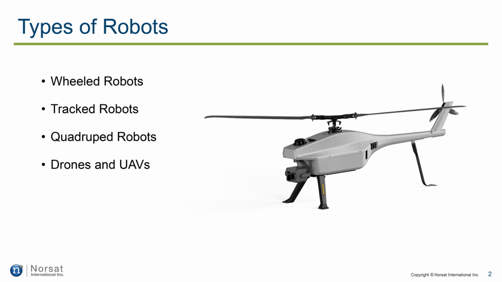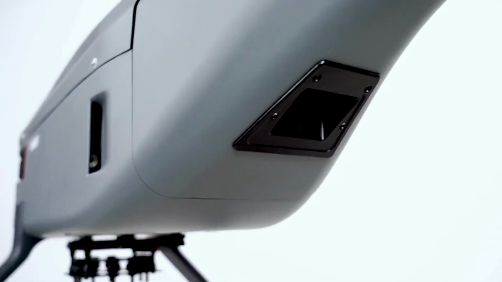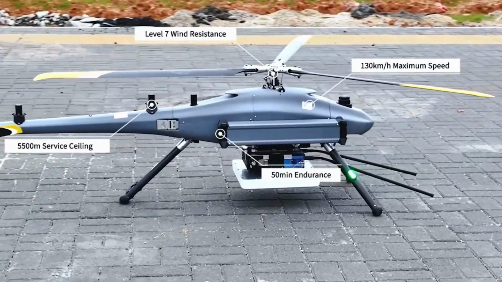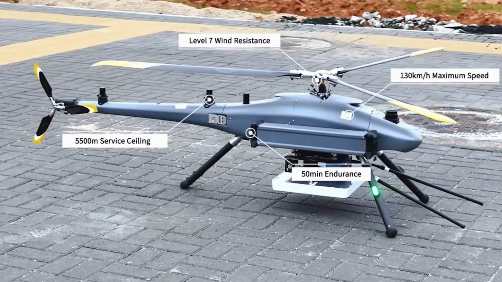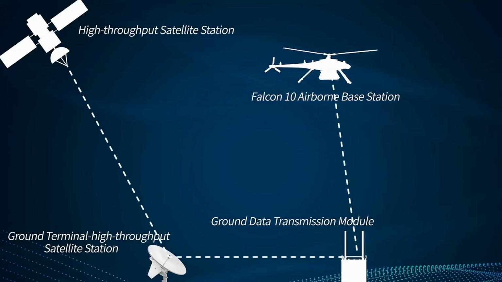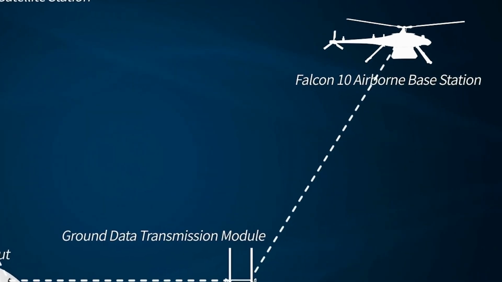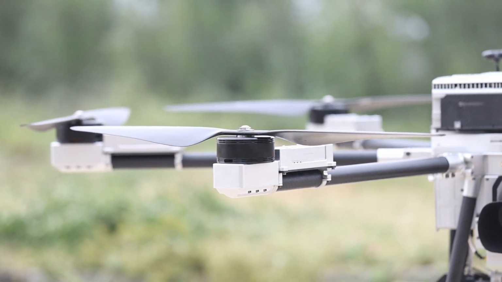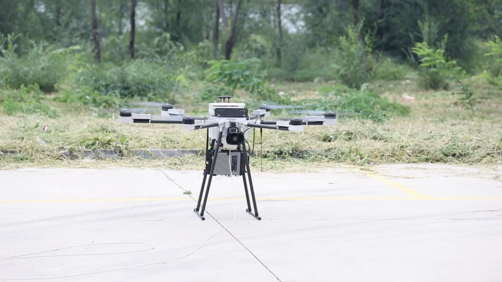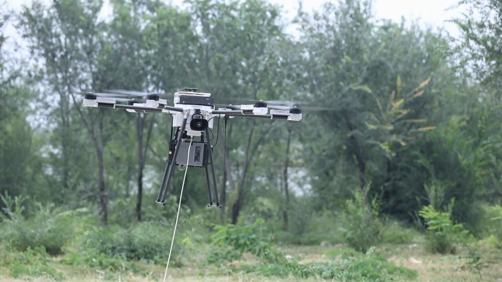Drones and UAVs, unmanned aerial vehicles, fly above the ground, providing a bird's-eye view of the environment. Drones are perfect for mapping, surveying, and monitoring large areas quickly, while tethered UAVs offer extended flight times with continuous power supply, ideal for long-duration surveillance or communications relay. Here is a tethered UAV that is used for communications and data collection, providing a wide view of the area for a prolonged amount of time.